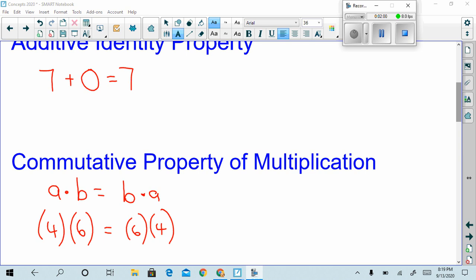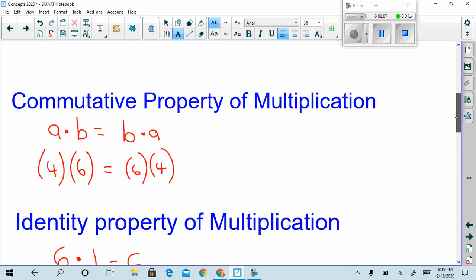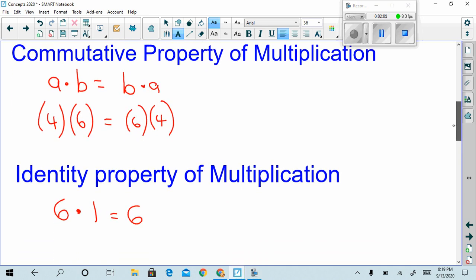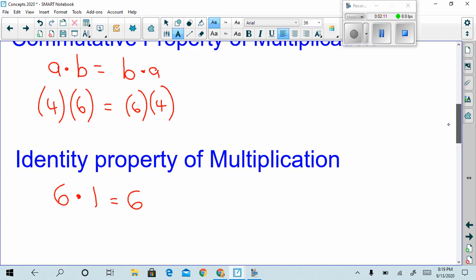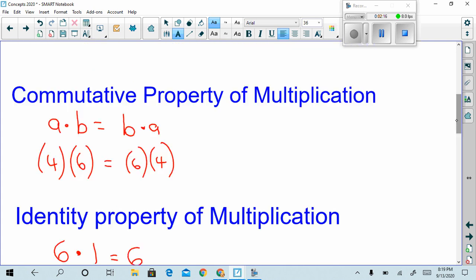In the commutative property of multiplication, as in with addition, order does not affect the final answer. We also have the identity property of multiplication, which states that if you multiply any number times 1, it does not change the number.